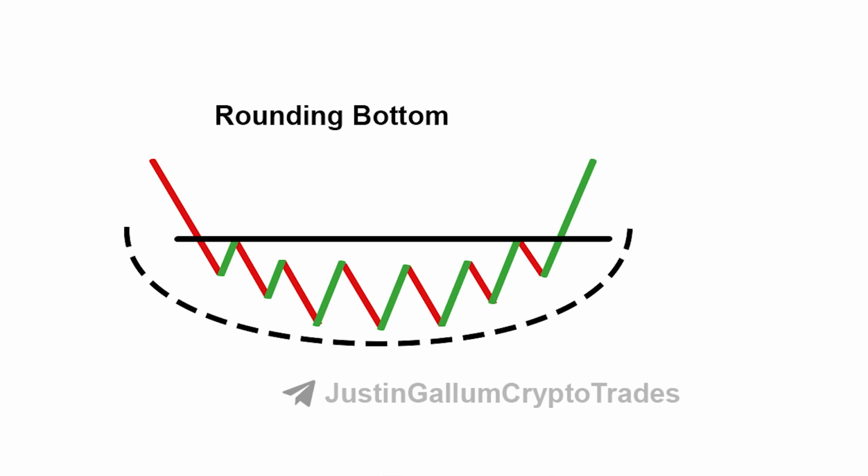It is formed by a series of lower lows and lower highs that gradually gain momentum, resulting in a rounded shape. The pattern is confirmed when the price breaks above the resistance level, which is the highest point of the rounding bottom. The rounding bottom should also not be used as a single trading signal and should always be used with a support line to indicate a future reversal in the trend.